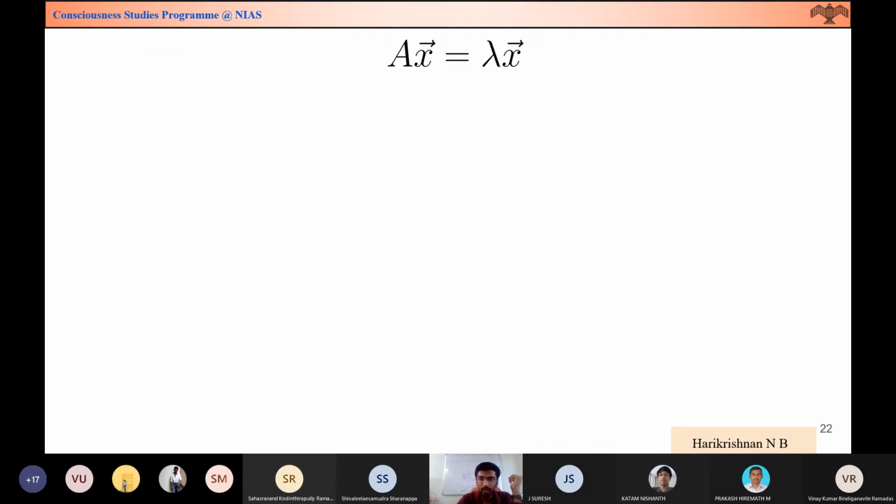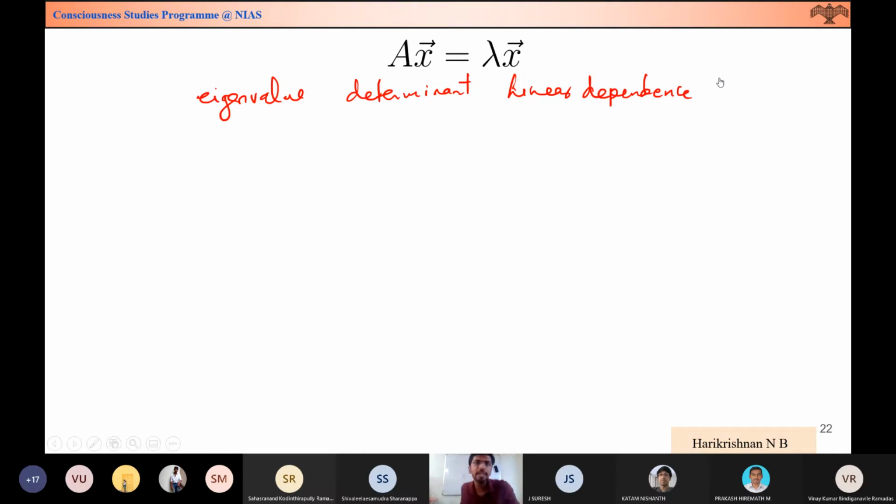Now let us connect. Right now my goal is to connect eigenvalue, determinant, and linear dependence or independence. Let us try and connect these ideas. There is a lot of fun in connecting ideas. Let us take an example, a matrix A. Let us define it as 1, 0, 2, 3.